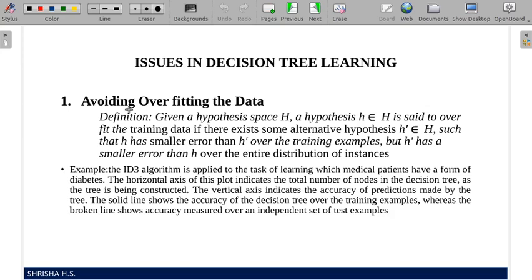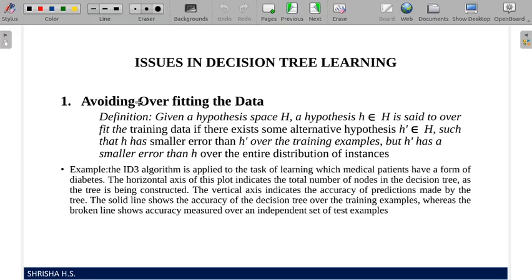In a similar way, we have H and H dash hypotheses. H is said to overfit only when H performs much better than H dash for a given data set, but H dash performs better than H whenever new instances come. So H dash performs in the outer world also, while H performs well only on the data set. Then we say that H has overfit the data. This is the meaning of overfitting the data. We want to avoid it. So how do we avoid it? We will see.